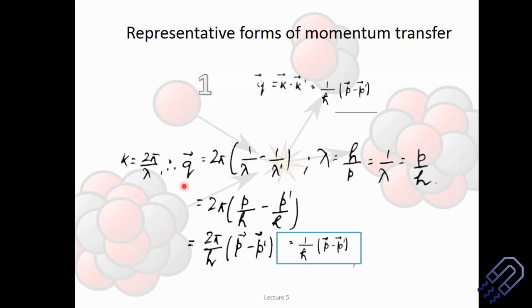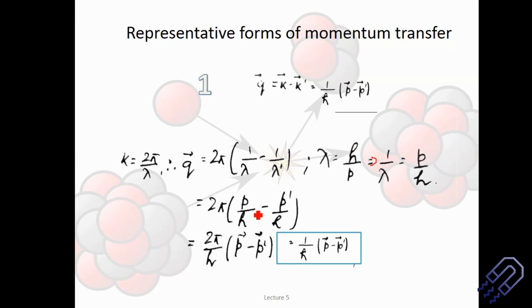So we can simply write down Q is equal to, using this expression, 2 pi into 1 by lambda minus 1 by lambda dash. You can do the maths. From de Broglie's wavelength, we already know lambda is equal to h divided by p. This implies that 1 divided by lambda is equal to p divided by h. So we can just replace it: p by h minus p dash by h.